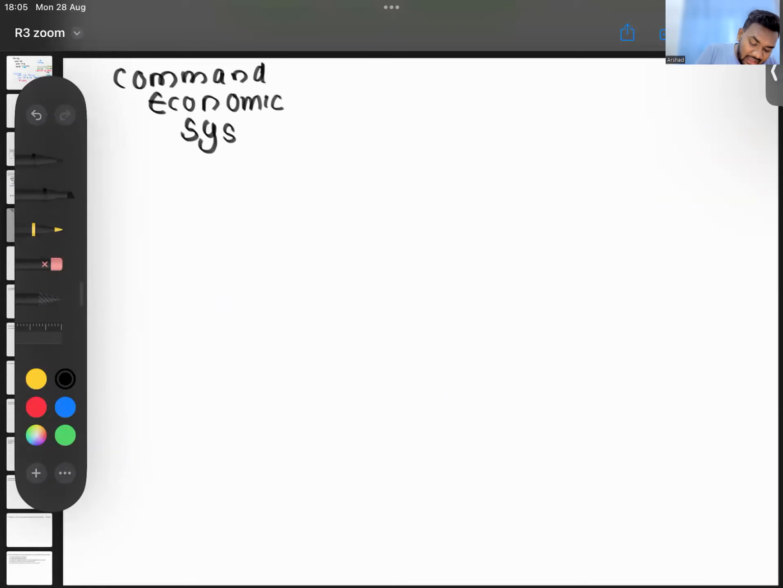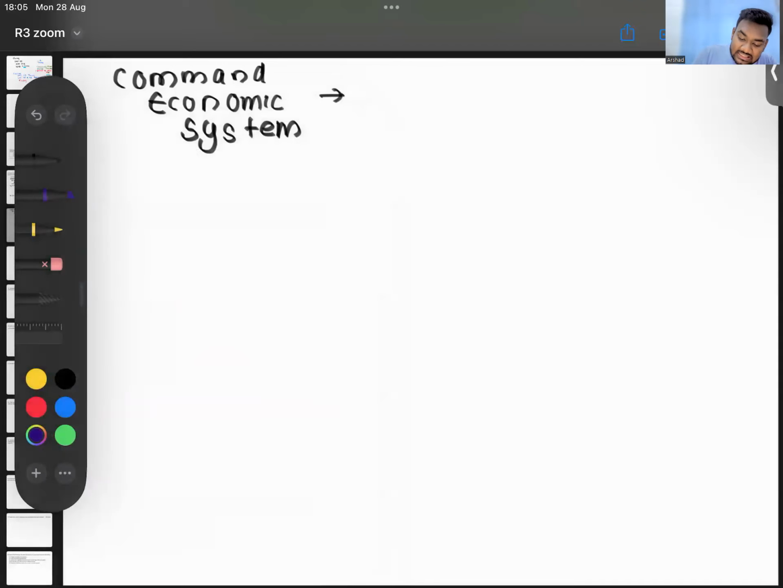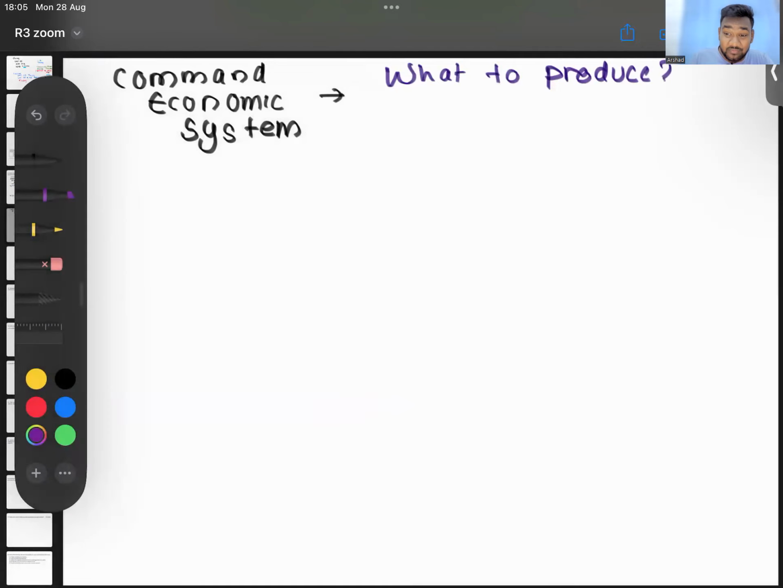Can you tell me, how does a command economic system answer the question of what to produce? What's the keyword that you have to say? There we said price mechanism. Then here we need to say what? A command economic system answers this problem using the planning mechanism, right?